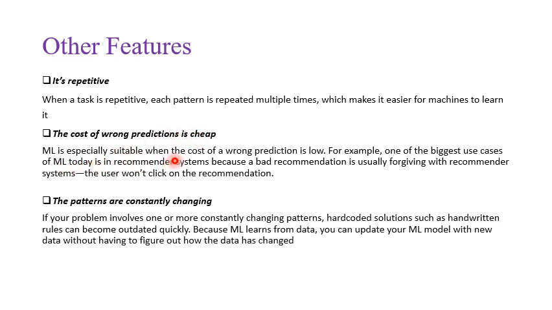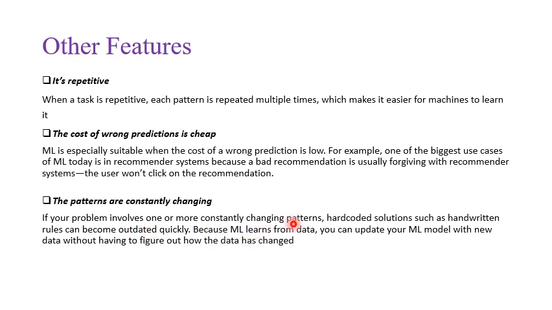ML is especially suitable when the cost of a wrong prediction is low. For example, one of the biggest use cases of ML today is in recommender systems, because a bad prediction can be easily neglected by the user. So we use machine learning when the problem is repetitive or the cost of a wrong prediction is cheap. Also, we use machine learning when the patterns are constantly changing. This is very important. If your problem involves one or more constantly changing patterns, hard-coded solutions such as handwritten rules can become outdated quickly. I think this is clear.